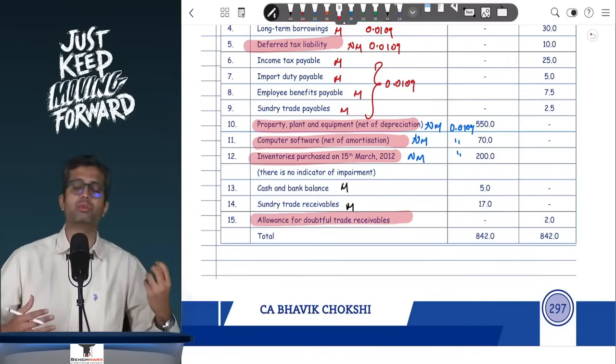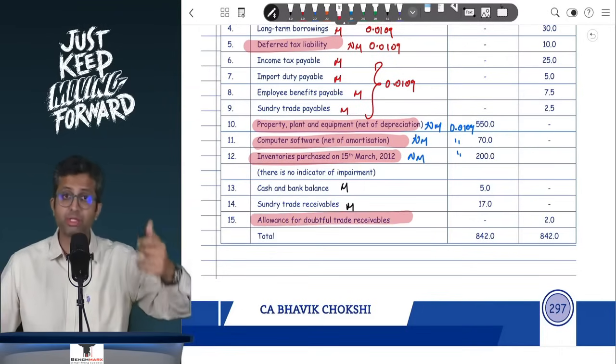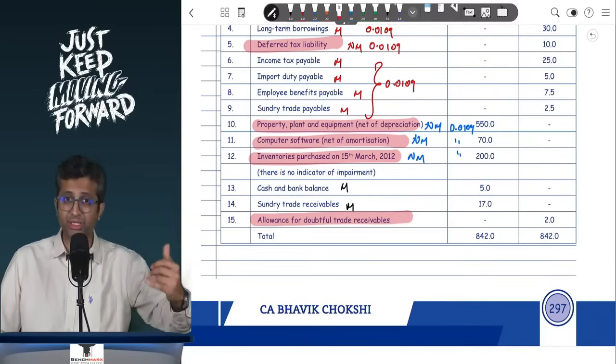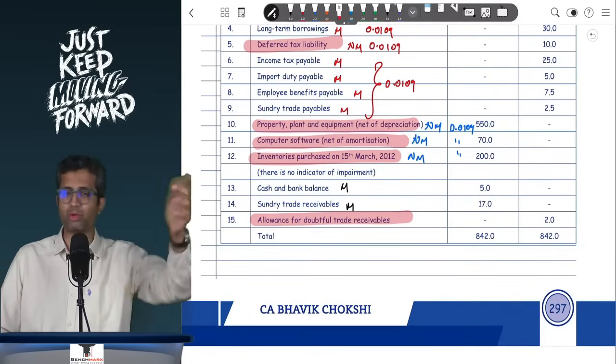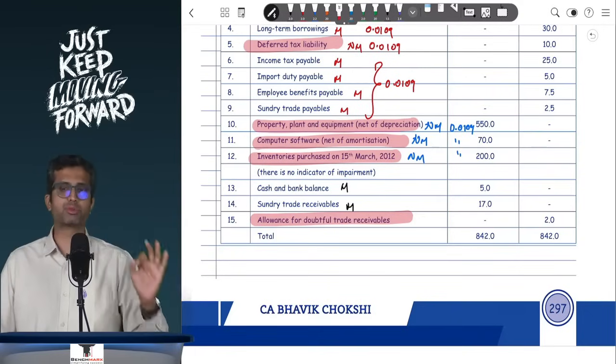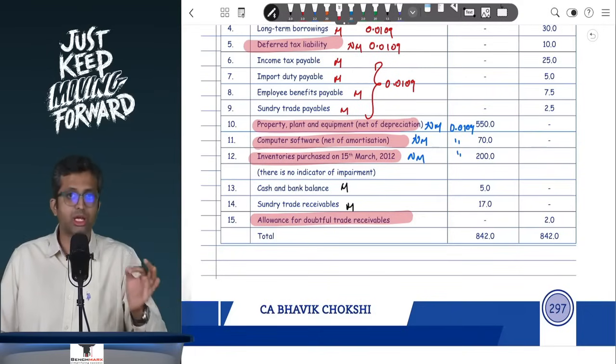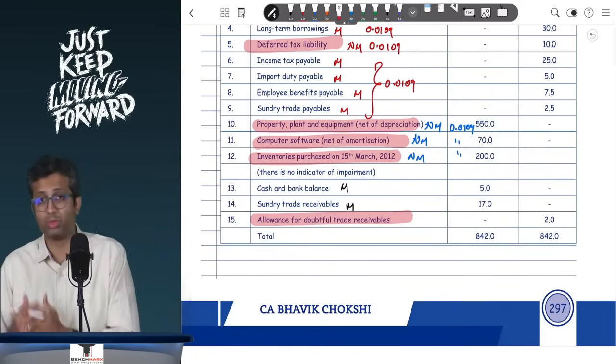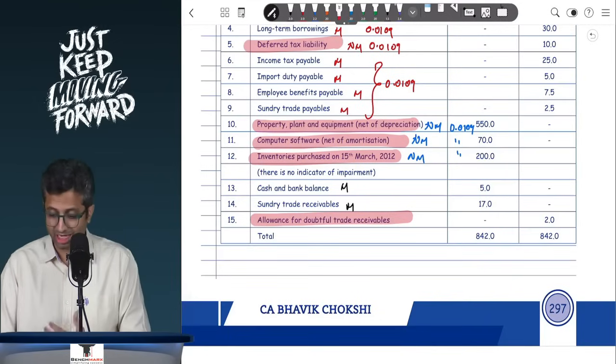Remember, allowance for bad debts comes out of trade receivables, just like depreciation comes out of PP. The rate at which depreciation is recorded is the rate at which PP is recorded. In a similar way, allowance for bad debts comes out of debtors, and hence the rate at which allowance for bad debts will be recorded will be the same rate at which the debtors are recorded.